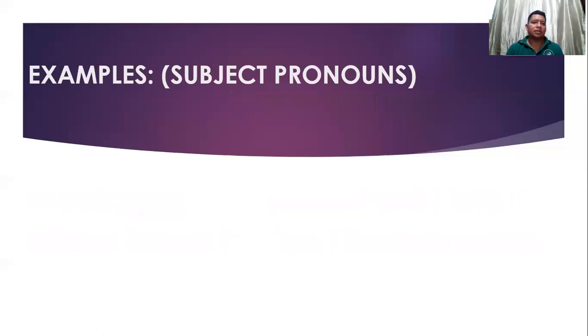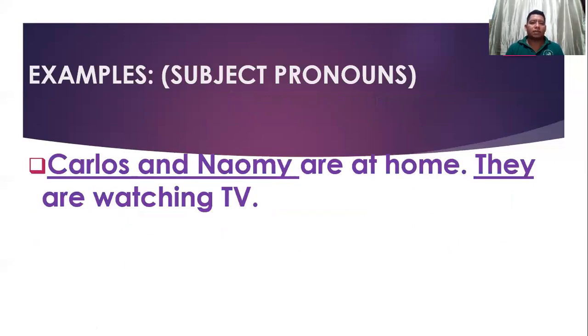Let's continue. Let's see an example. Okay, here we have subject pronouns. Let's study this. Carlos and Naomi are at home. They are watching TV. Okay, Carlos and Naomi are two names, and they can be replaced by, in this case, they. They is the same as saying Carlos and Naomi. In this case, we are avoiding the repetition of Carlos and Naomi.